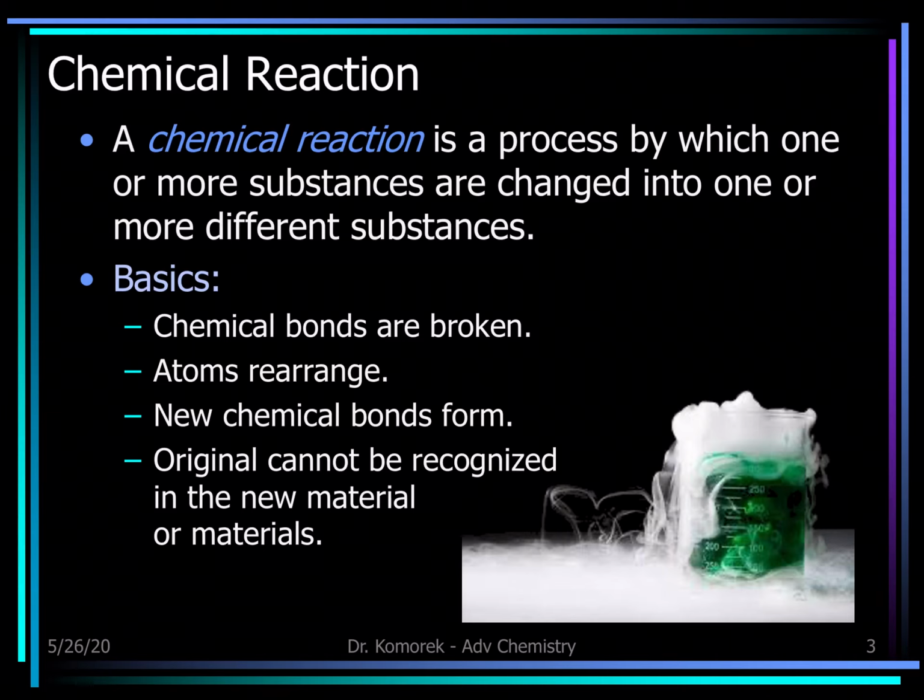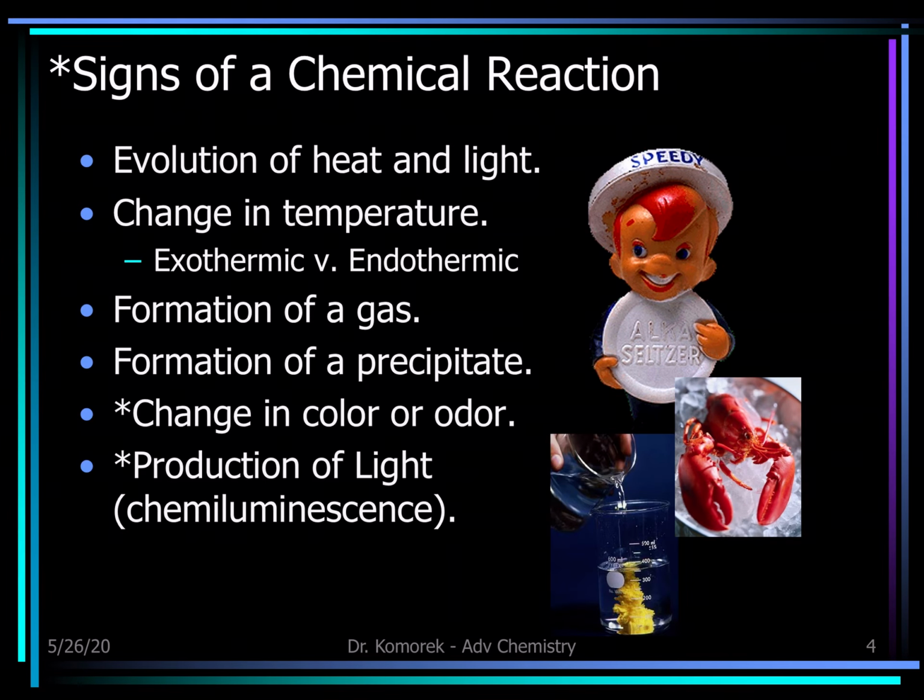Now, the new substances will have totally different chemical and physical properties from the ones we start with. In other words, when you look at the new substance, you will not recognize the original stuff you started with. Of course, there are several signs to use to identify whether a chemical reaction has taken place. For example, evolution of heat and light, in other words, fire. Change in temperature. If a change occurs where there is heat energy given off into the environment, it's called exothermic. And if heat energy is absorbed from the environment, it's known as endothermic.